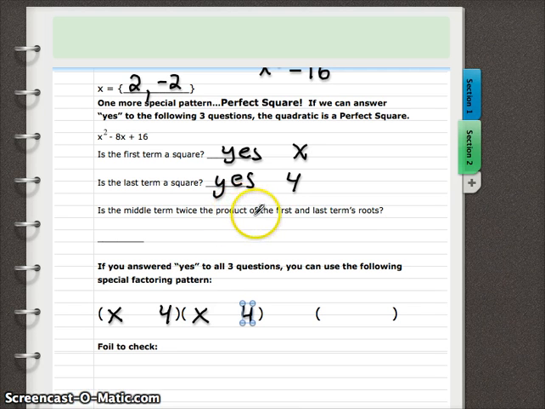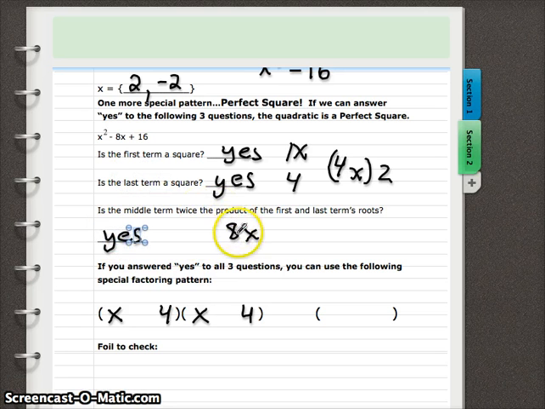Product means multiply. So what is the product of the first and last term's roots? Well, we wrote the roots right here. It's 1x and 4. So what's their product? 1x times 4 is 4x. And it says, is the middle term twice that? So we've got to double this, multiply it by 2. Well, we get 8x. So without paying attention to the sign, is that the middle term? Yeah.